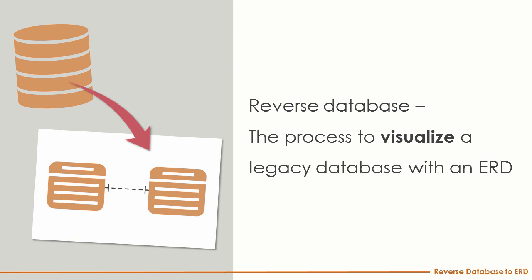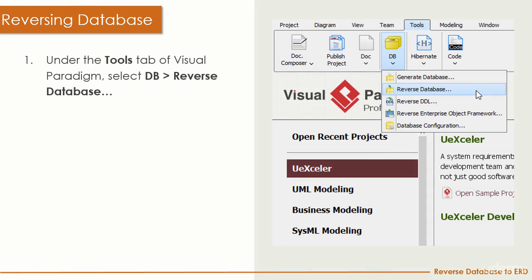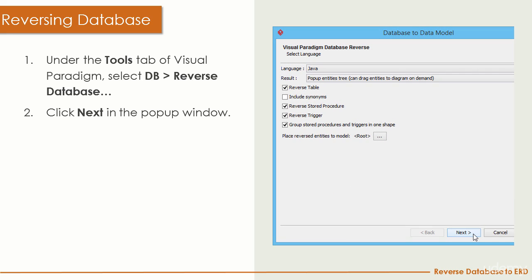In the following section in this lecture, I will talk about how to reverse the database. I will outline the steps first, and then I will demonstrate how to do that. To reverse the database, first you need to go to the Tools tab, and then click on DB and Reverse Database. Then you will see a dialog box. I won't walk through the options here. I will talk about it later on in this lecture.